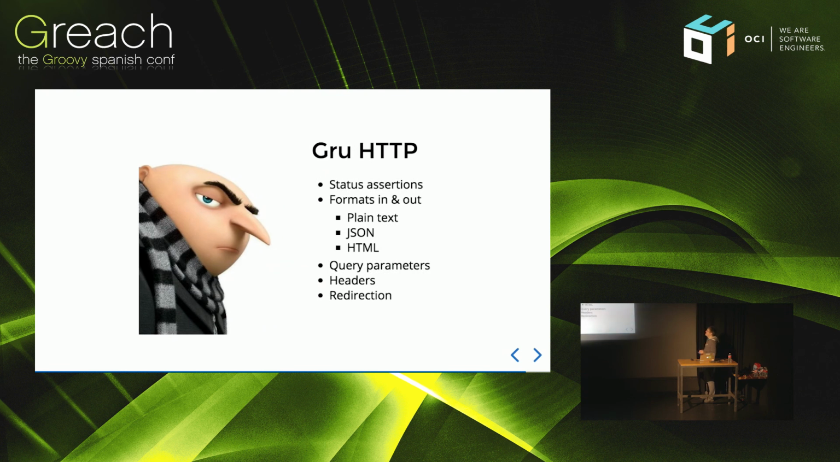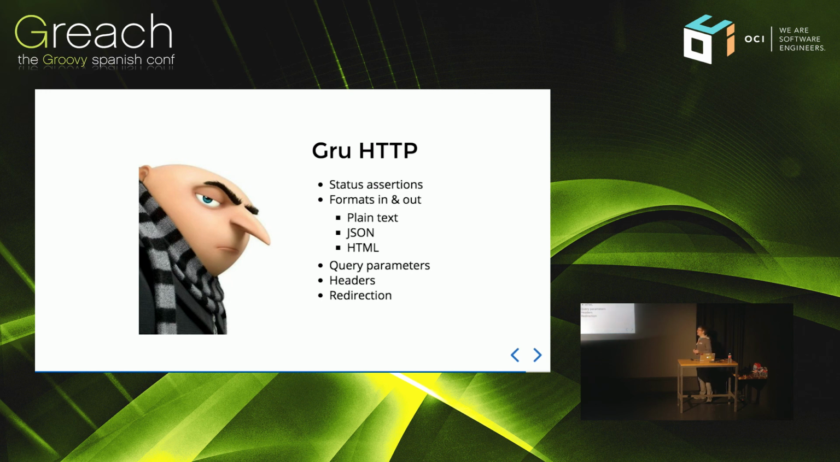So what does the Groovy for HTTP do? It does the status assertion, so you can say, okay, status should be OK, which is the default. You don't have to write it. You can say status created, status not authorized. The formats in and out. It's not limited to JSON. There's support for HTML using XML unit, so it will tidy up the HTML and compare two HTML files, one to another.